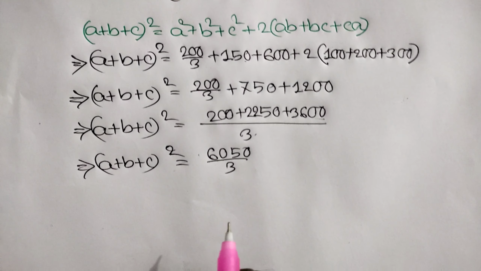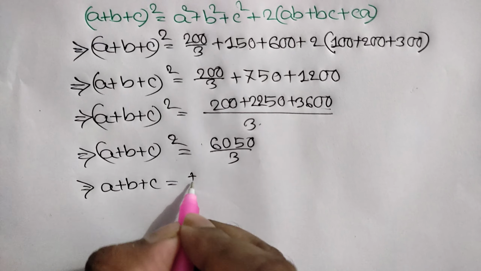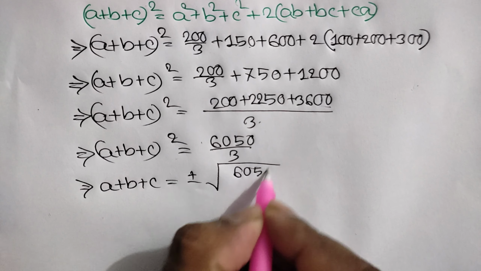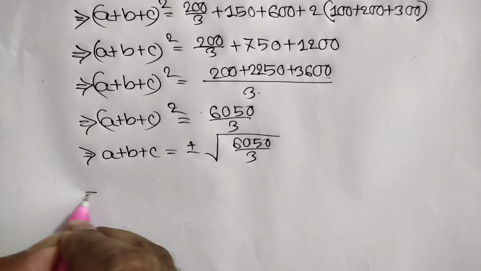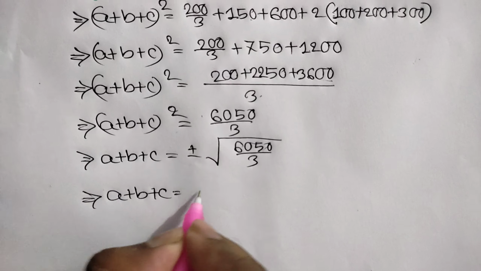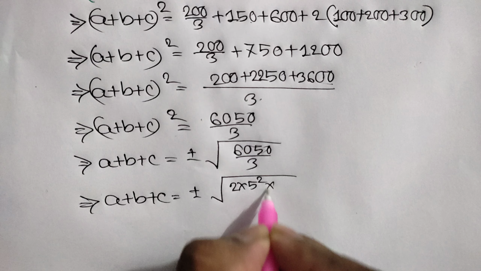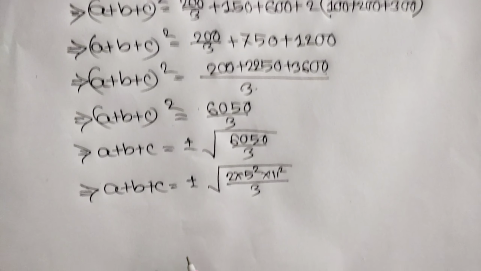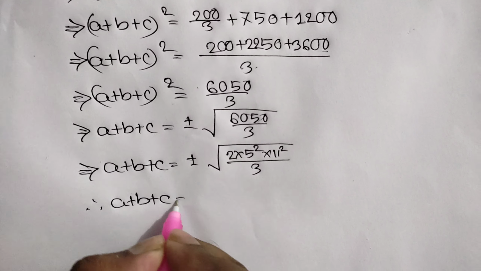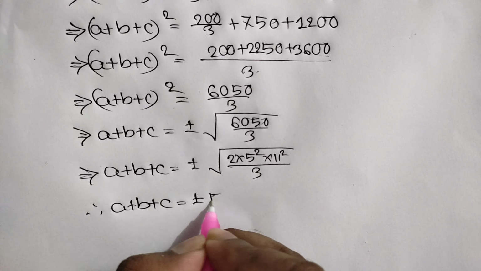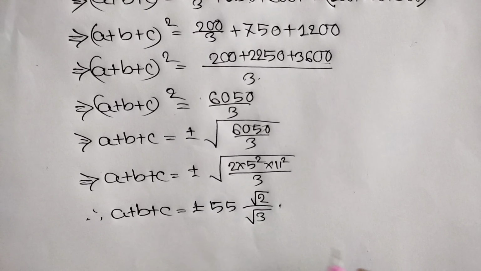Now adding these three numbers we will get 6050 over 3. Or a plus b plus c is equal to plus or minus square root of 6050 over 3. Now factorizing 6050, we can write here a plus b plus c is equal to plus or minus square root of 2 times 5 square times 11 square over 3. So at last we find a plus b plus c is equal to plus or minus 50 square root of 2 over square root of 3, and it is our final answer.